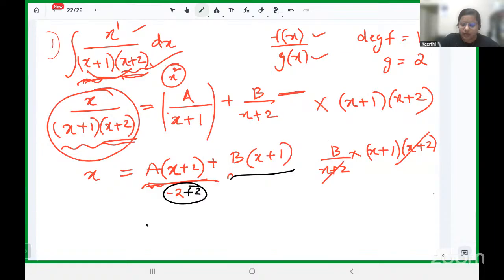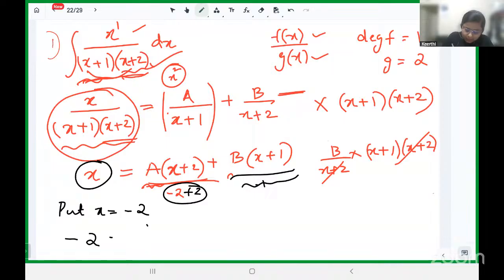Now, in the second part, you put x equal to minus 1. So minus 1 plus 1 will become 0. 0 into b is 0. So that b term will get eliminated, and we'll get the value for a. Okay, so that is the process that I'm going to do. First I'm going to put x equal to minus 2. In the left hand side, there is only the x term, so that will become minus 2.